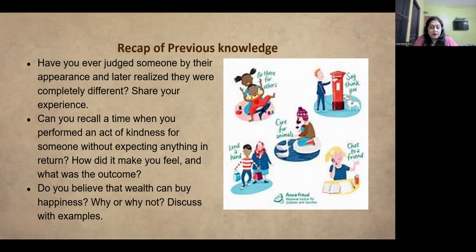The general etiquette seems to be vanishing nowadays, but saying thank you for the small deeds definitely brings us happiness. Caring for animals. This I definitely endorse. It is again a good thing. Lending a hand to people who are in trouble or chatting to a friend. In fact, all of these acts do not require any wealth, but still in turn, they give us happiness. So definitely wealth is not important to get happiness.